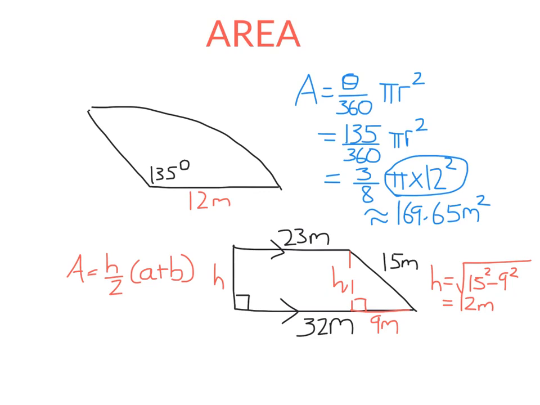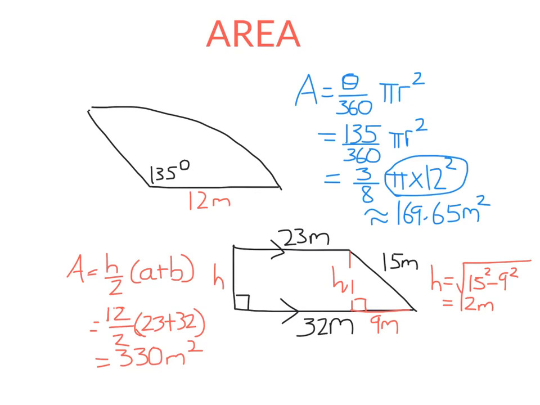Now that I know H, I have all I need to find the area. It will be the area of this trapezium, H over 2 times A plus B. So again, A and B are the two parallel sides. So this is just 6 times 55, which gives us 330. And again, area is in units squared. So that's all for area.